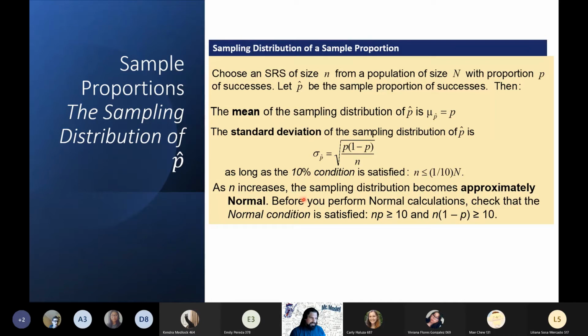As n increases, the sampling distribution becomes approximately normal. Before you perform normal calculations, check that the normal condition is satisfied. This is otherwise known as the large counts condition. We need the number of successes, which is the sample size times the population proportion we're interested in, to be greater than or equal to 10. And the number of failures must also be greater than or equal to 10, n times 1 minus p. That needs to be met, otherwise we cannot say that our sampling distribution is approximately normal, and we cannot perform normal calculations.